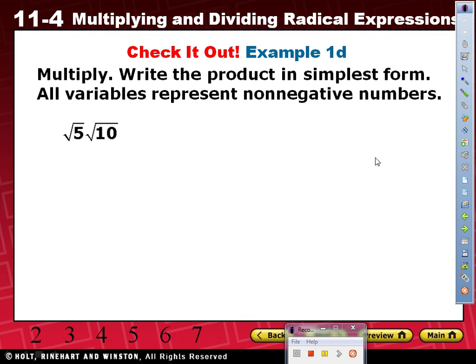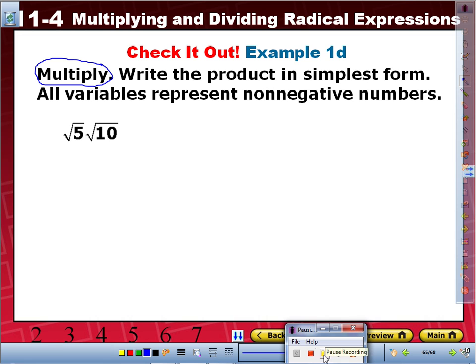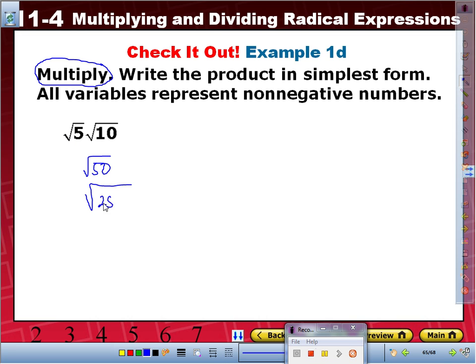Once again, it says multiply, and we got square root of 5 times square root of 10. Do that one by yourself, please. Go. Here we go. What is 5 times 10? Square root of 50. Square root of 50 becomes square root of 25 times 2. Square root of 25 is 5, so 5 square root 2. And we're done. Okay?